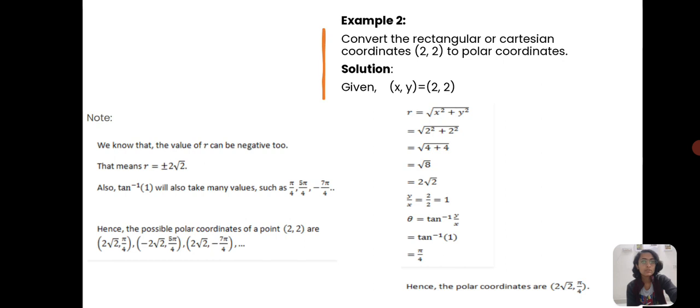And note is, we know that the value of r can be negative. That means r is equal to plus or minus 2 root 2. Also tan inverse of 1 will also take many values such as pi by 4, 5 pi by 4, minus 7 pi by 4. Hence the possible polar coordinates of a point 2, 2 are 2 whole root 2, pi by 4, minus 2 root 2, 5 pi by 4, 2 whole root 2, minus 7 pi divided by 4.